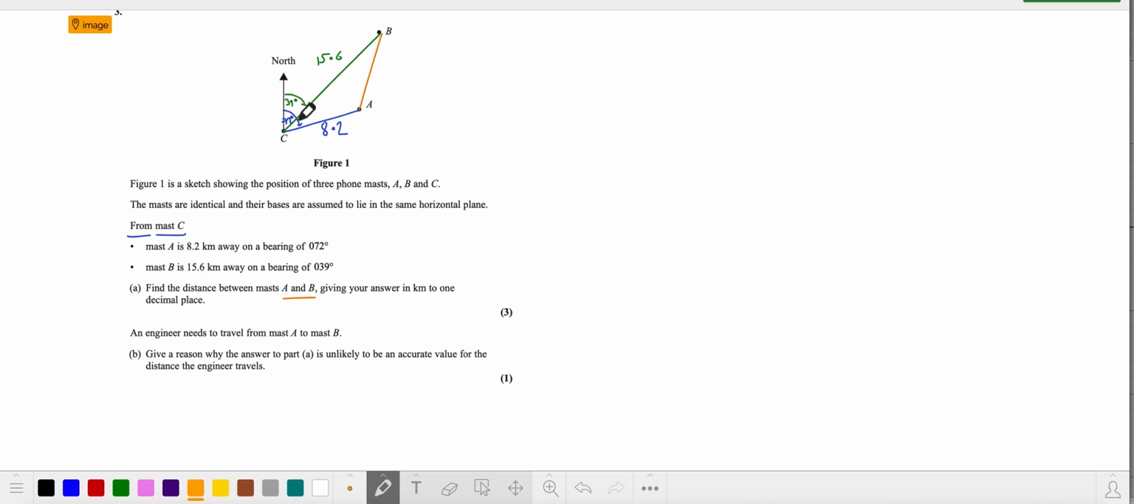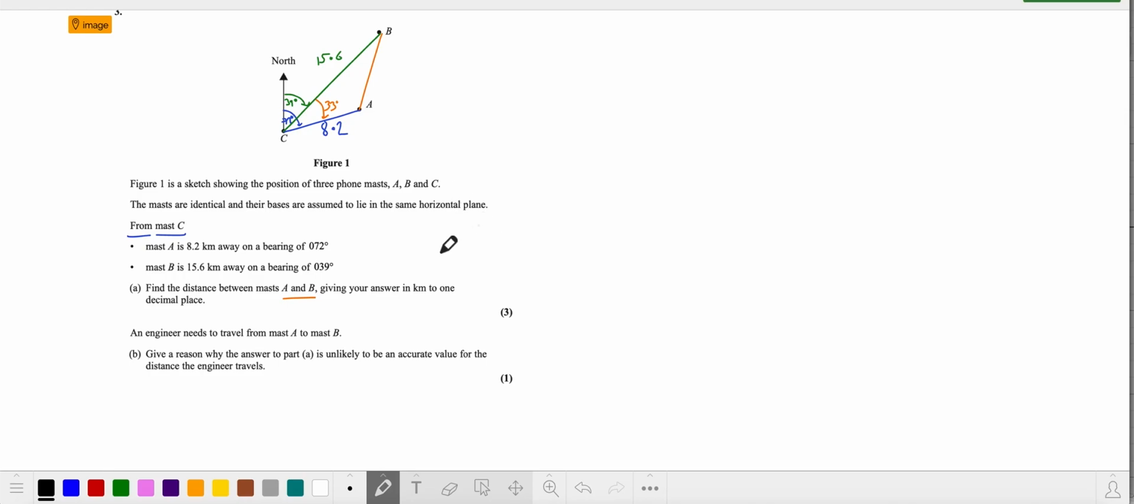If the whole angle from north to this line is 72 degrees, and from north to the green line is 39 degrees, then the bit from the green line to the blue line is the difference between those two values. From 39 to 72 degrees is 33 degrees. So that's the angle in between those two side lengths.